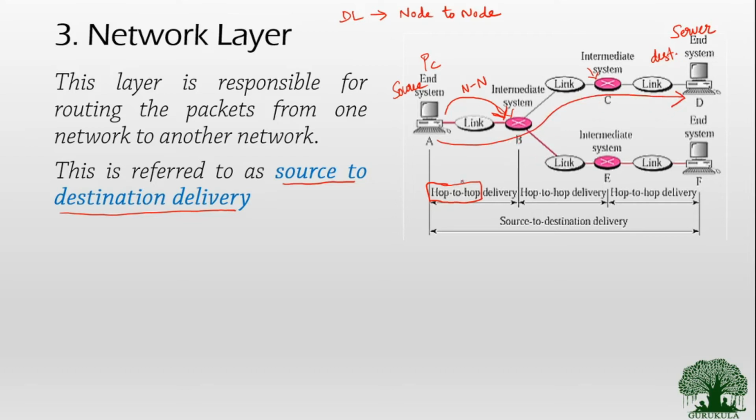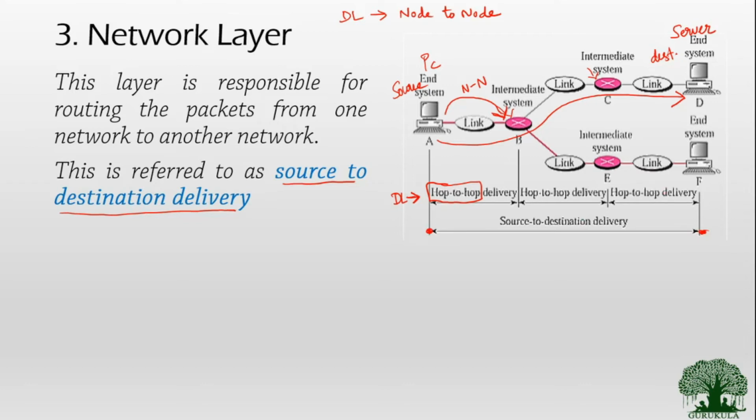So my data link layer will take the responsibility of delivering my data to the immediate next node without any error. Whereas your network layer is responsible for delivering all your packets from the source system to the destination system. So that is the primary function of the network layer.